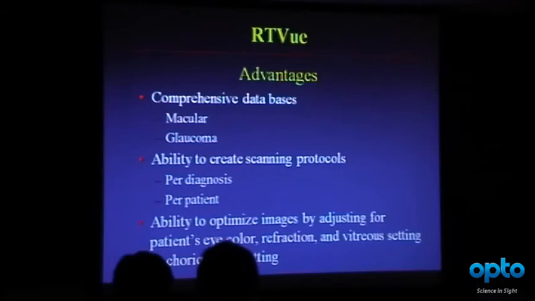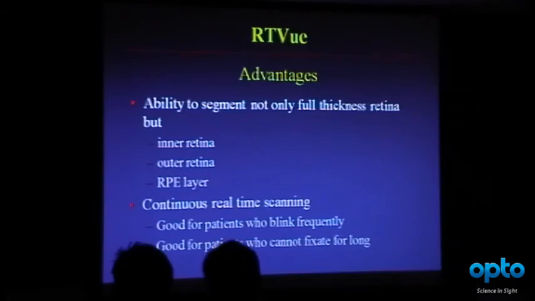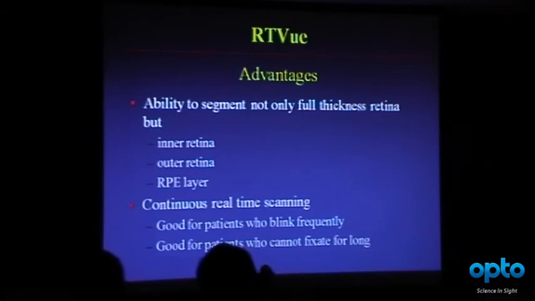The individual scans for each patient can be optimized by inserting the patient's eye color, their refraction, and they have also a setting for either vitreous pathology or chorioretinal pathology, which changes the gain if you want to see the vitreous better, if you're dealing with disease like macular hole or vitreomacular traction, where you really want to image the vitreous. All of the OCT machines will allow you to segment the entire full thickness of the retina, from the internal limiting membrane to the RPE. The Optovue also automatically will segment the inner retina, the outer retina, and the pigment epithelium.